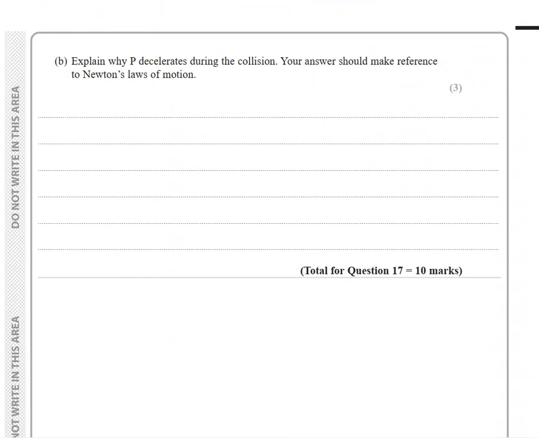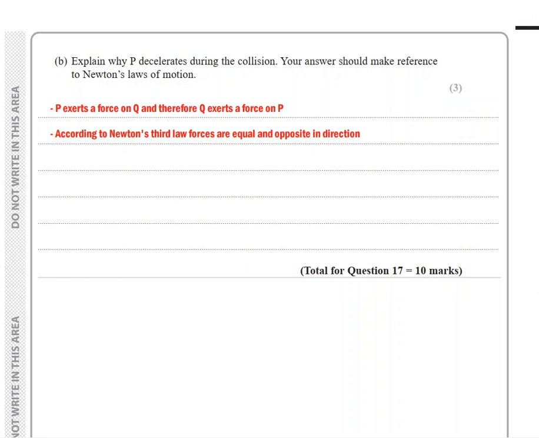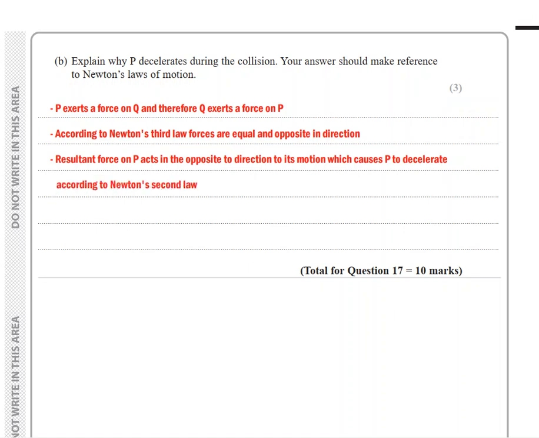Next part says, explain why P decelerates during the collision. Your answer should make references to Newton's laws of motion. So the first thing is P exerts a force on Q and therefore Q exerts a force on P. What law does that say? According to Newton's third law, forces are equal and opposite in direction. So there is a resultant force on P but in the opposite direction to its motion, which causes P to decelerate. And whenever you talk about deceleration, the law you refer to is Newton's second law.